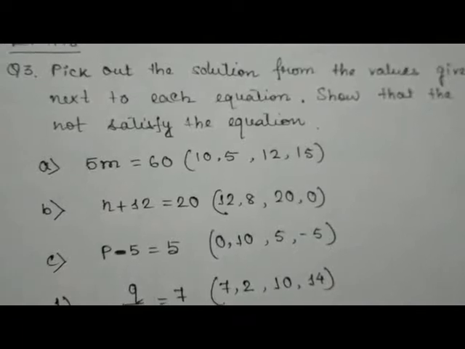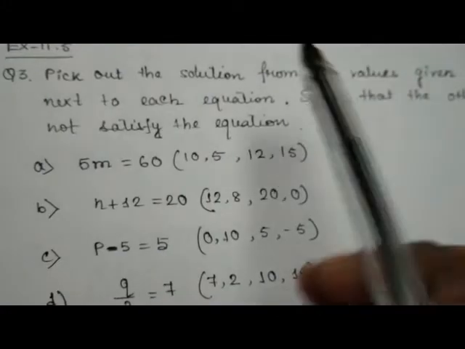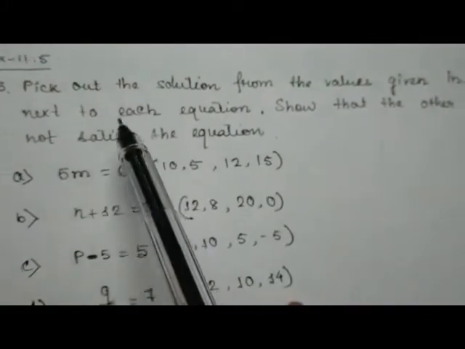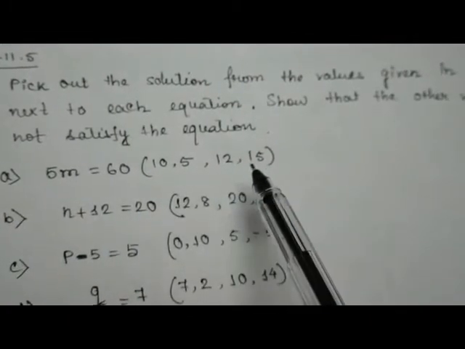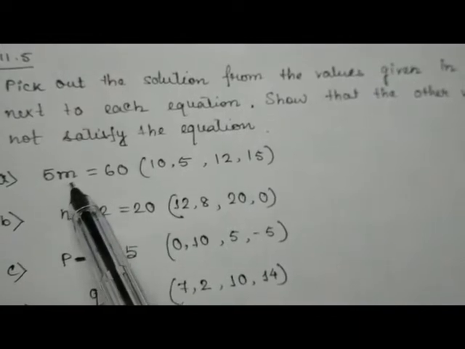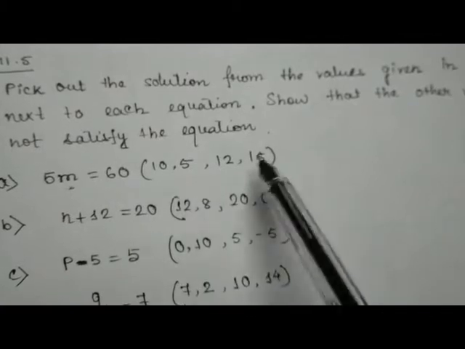Hello everyone. Today we are starting with question number 3 of exercise 11.5. In this question we have to pick out the solution from the values given in the bracket next to each equation. Here some values are there. These are the values of the variable. Which is the variable in this equation? M. Now the value of m is given in the bracket.